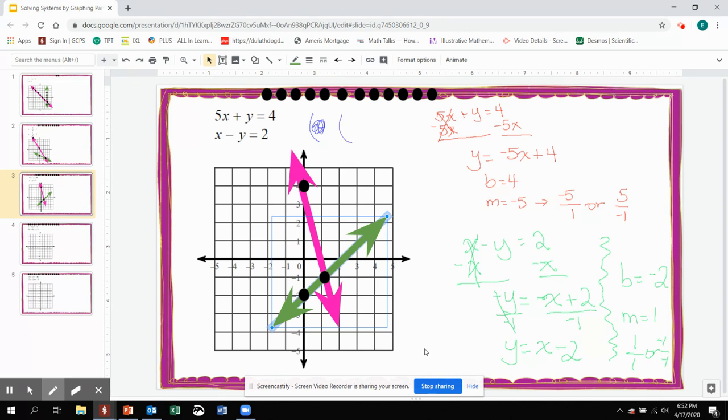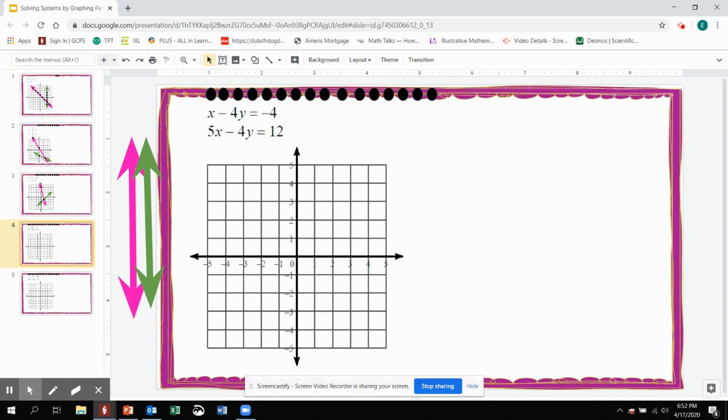Whoops, sorry. And a y value of negative 1. So the solution to this is positive 1, negative 1. All right, now let's look at this problem.